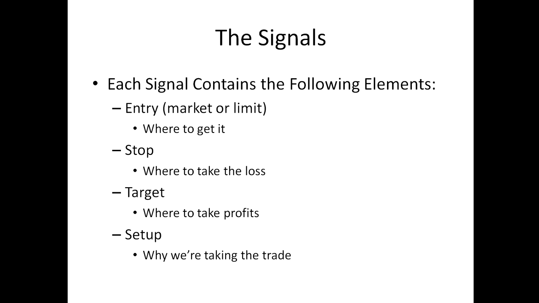So the signals themselves. What are the signals made out of? Each signal contains the following elements. An entry, either a market or a limit order, which is where to get in, a stop, where we're going to take our loss, and a target, where we're going to take profits.